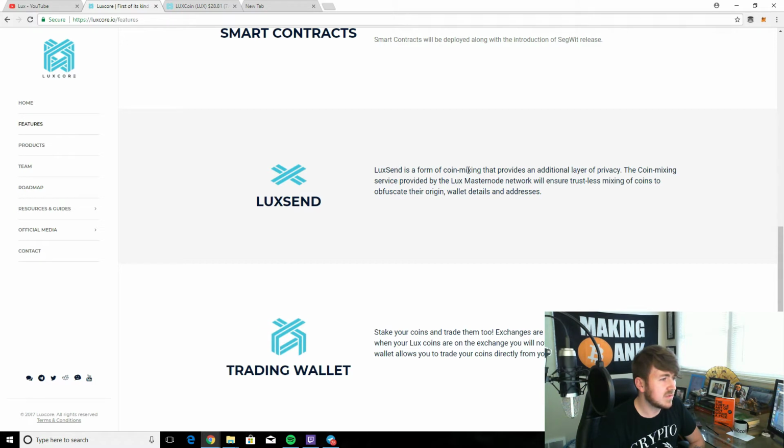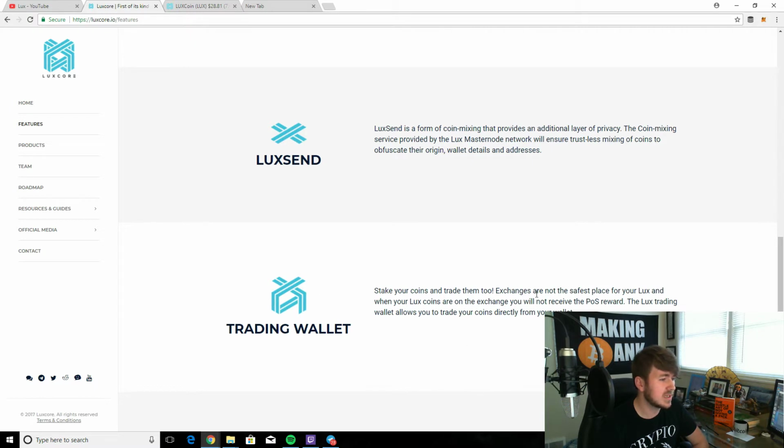LuxSend. LuxSend is a form of coin mixing that provides an additional layer of privacy. Oh, okay, cool. So it's like a built-in tumbler, I guess. The coin mixing service provided by the Lux Masternode network will ensure trustless mixing of coins to obfuscate their origin, wallet details and addresses. Okay, so it's a better privacy coin. Cool.